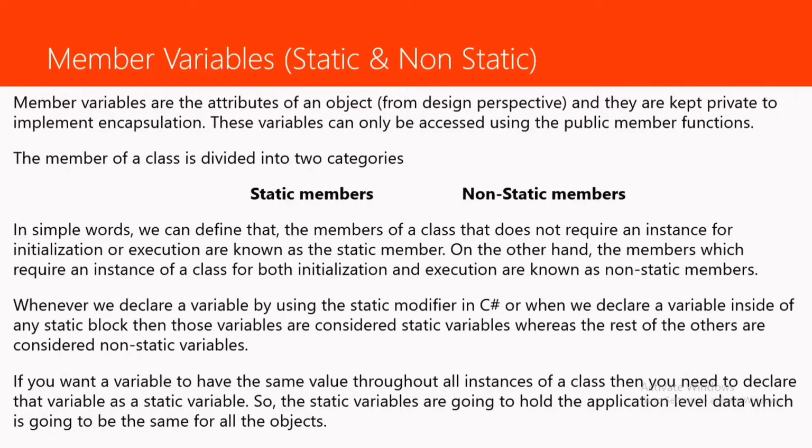A simple theory point: member variables are the attributes of an object from a design perspective, and they are kept private to implement encapsulation. It is not compulsory to make them private, but it is preferred because they are holding the data. So they should not be directly manipulated by an object of the class. They can be manipulated by the member functions, or by using properties in C#. So these variables can only be accessed using the public member functions.